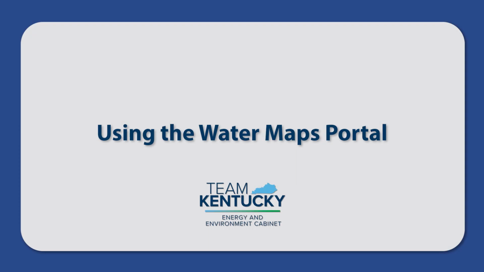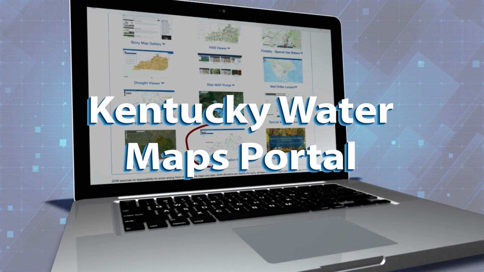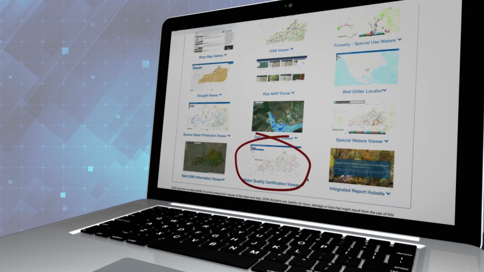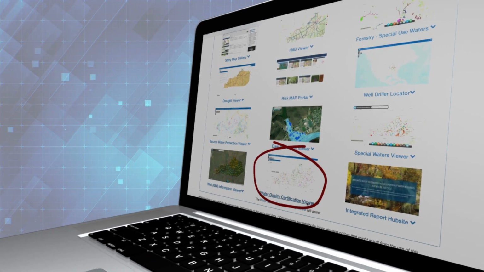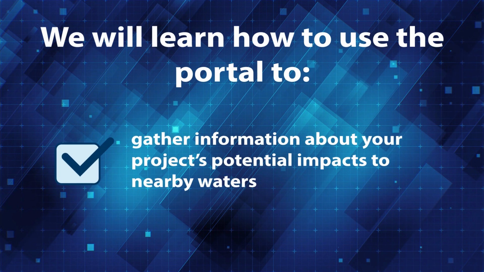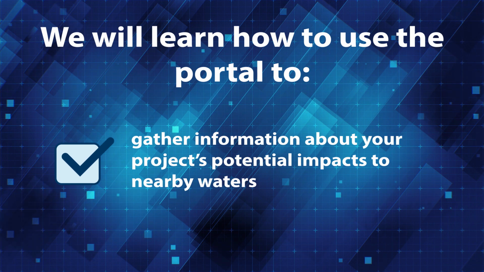Video 6: Tips for Using the Water Maps Portal. The Kentucky Water Maps Portal is an interactive map tool available to the public, where you'll find information about streams, lakes, and rivers near your project site. In this video, we will go over how to use the portal to gather information about your project's potential impacts to nearby waters.